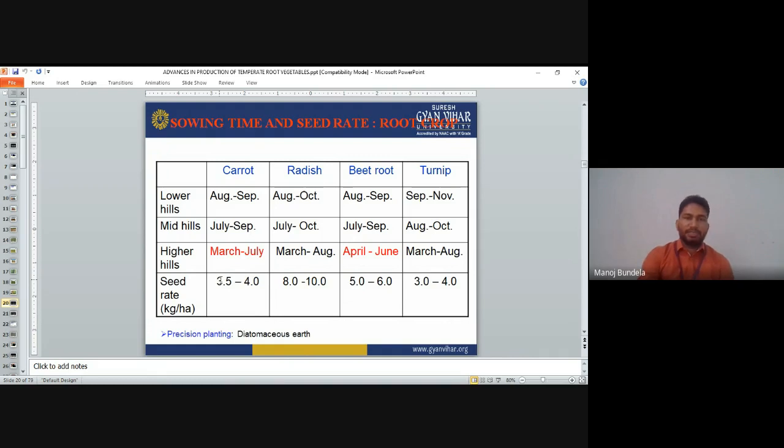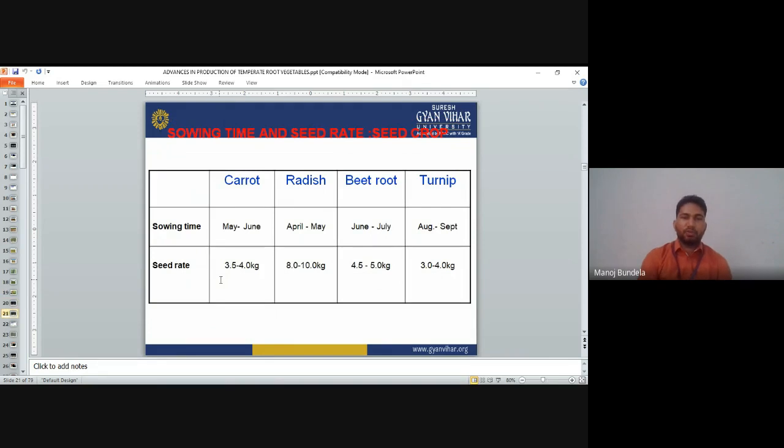So these are the seed rates and times of sowing. Normally, we can sow the crops three times. For higher yields, March is normally the best time for sowing.